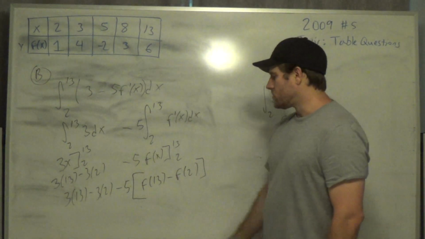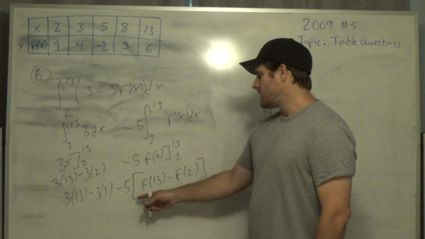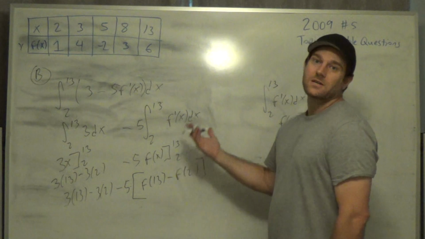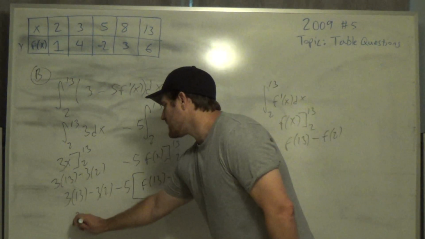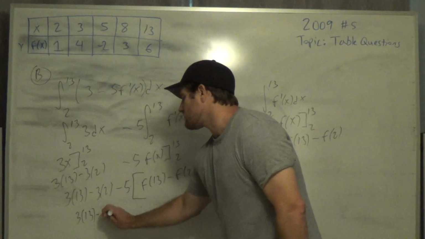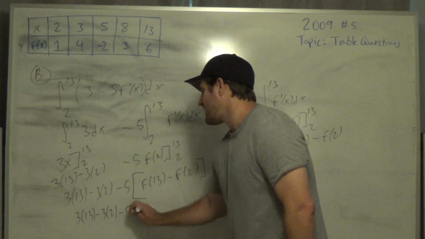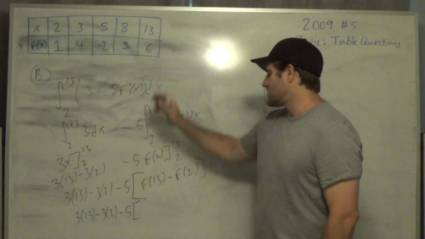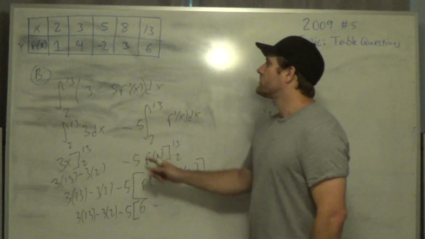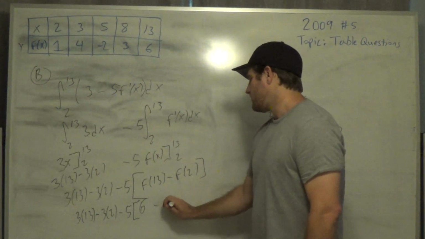However, if you're unsure, you can put a negative 5 in front of this one, and then minus a negative 5, which actually turns into a plus 5 in front of this one. So I'm not simplifying. Here I have 3 times 13, 3 times 2. I have this negative 5 now belonging to this minus this. Again, this is a 6 from the chart, and f of 2 is a 1.